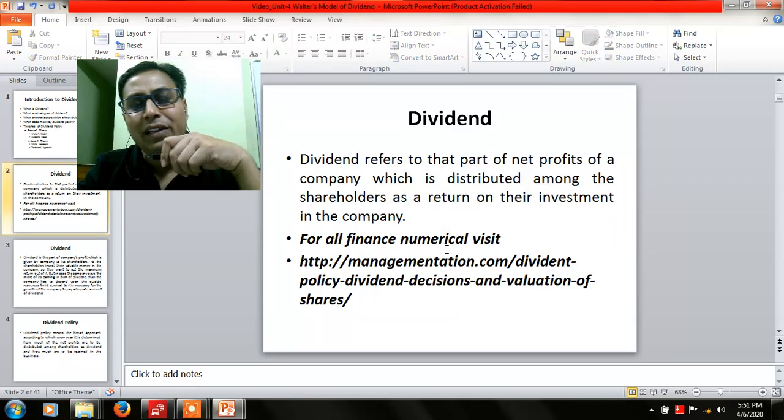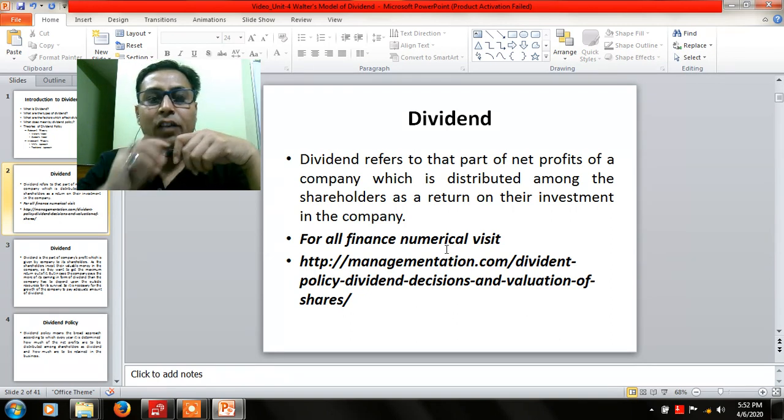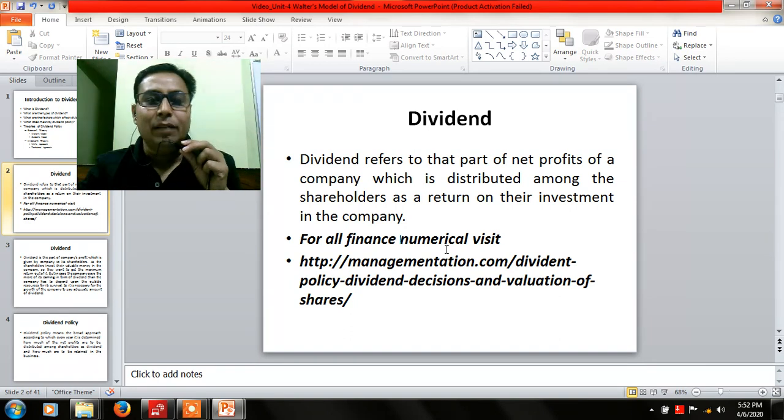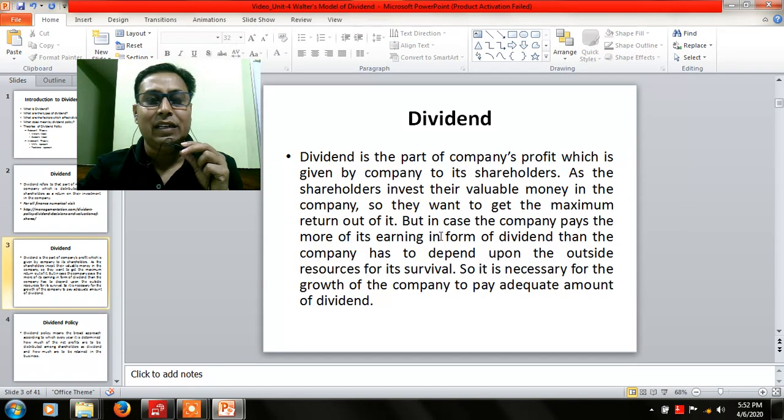The dividend basically refers to that part of net profit of a company which is distributed among the shareholders as a return on their investment in the company. Basically, investors invest money in a particular company or business with the interest that they will be having some profit in this company after some specific time period. So this is the basic reason they invest money in the company.